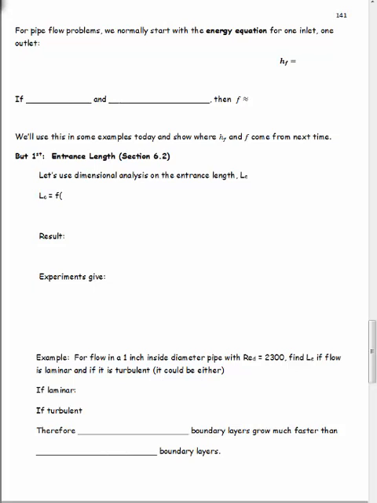So for laminar and fully developed pipe flow, we can use all of those equations we just covered. We also tend to use the energy equation. So recall the energy equation: P1 over rho g plus V1 squared over 2g plus Z1 equals P2 over rho g plus V2 squared over 2g plus Z2 plus HS plus HF. Okay, so remember that was one inlet and one exit.